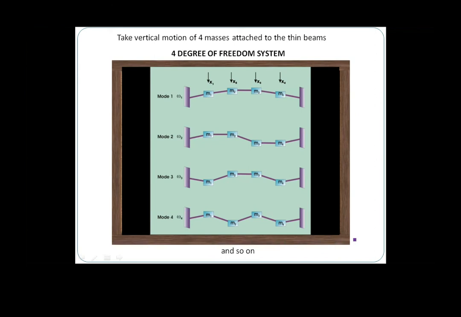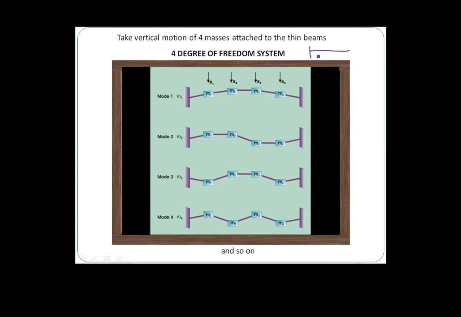So again, similar to your finite element analysis. If you discretize it into a higher number of elements, meaning you have more nodes, right? More nodes, then you will determine more natural frequencies.